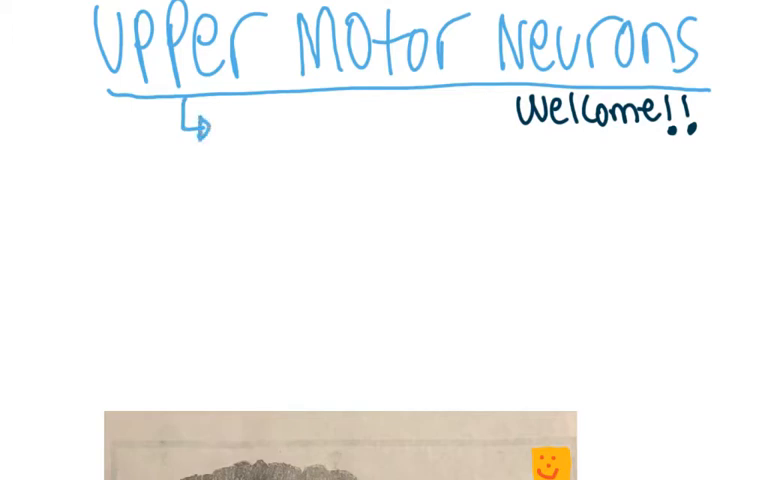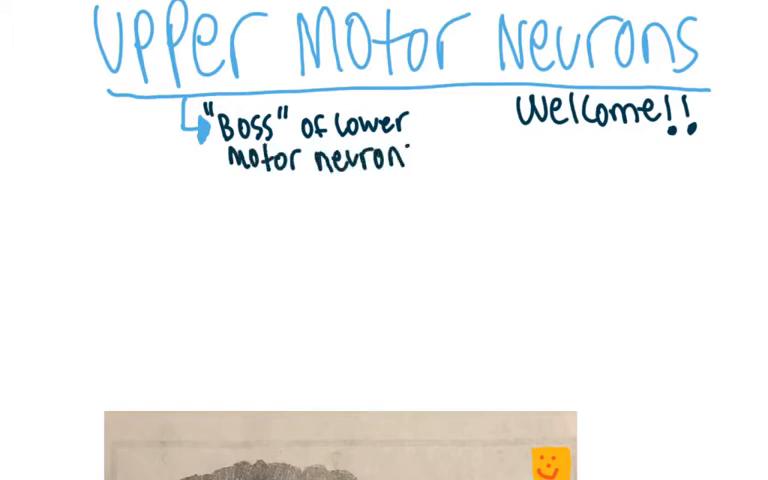The upper motor neurons are going to control what the lower motor neurons do. So, the boss, but let's put that in quotes because it's not actually scientific. Boss of lower motor neurons. The lower motor neurons are the boss of the skeletal muscles that we discussed in the last video, and the upper motor neurons are the boss of the lower motor neurons. They control the lower motor neurons.